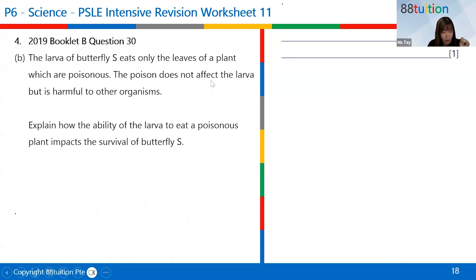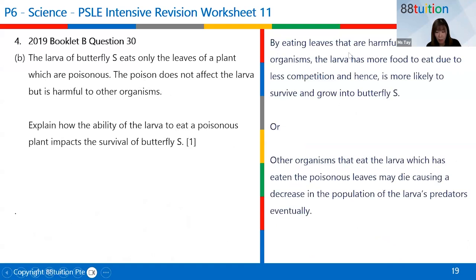This poison does not affect the larva, but is harmful to other organisms. Explain how the ability of the larva to eat poisonous plant impacts the survival of S. Okay, so this is going to actually cause less competition. So the population of S, right, is going to increase.